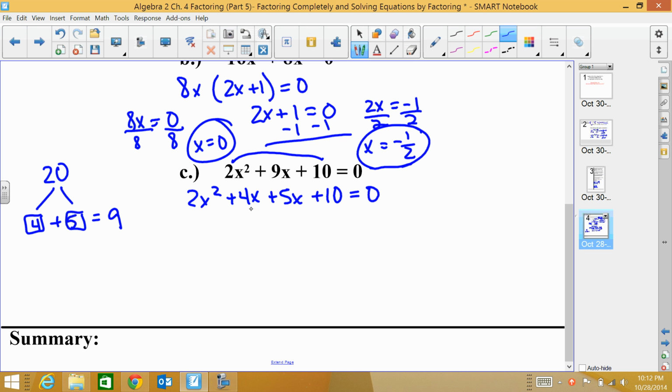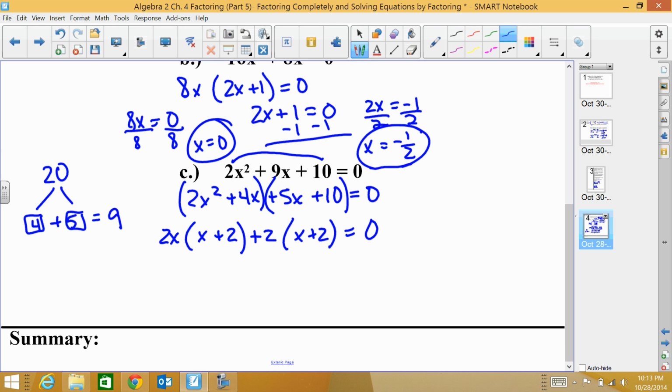Then I want to factor by grouping. If I take out the greatest common factor of this group, it would be 2x, and I would have left over x plus 2. And then I can take out a 2 from this group, so positive 2 taken out, and I would have left over x plus 2. So then, since they both have x plus 2, I can take that out of both parts.